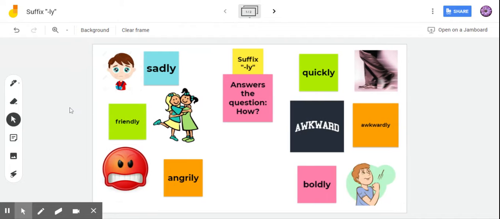So boys and girls, when you are brainstorming your words with the suffix ly, I want to see words that are real. Sometimes I notice that we're coming up with nonsense words that shouldn't be there. So really think about it and ask yourself, does it answer the question how when I use my word?